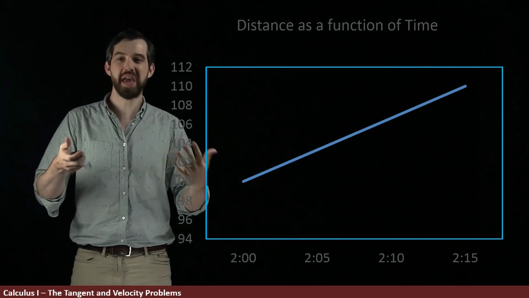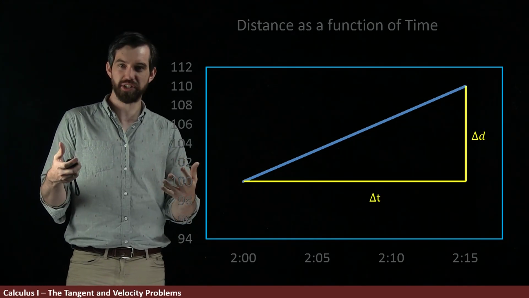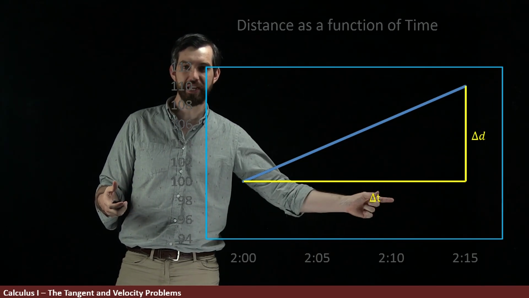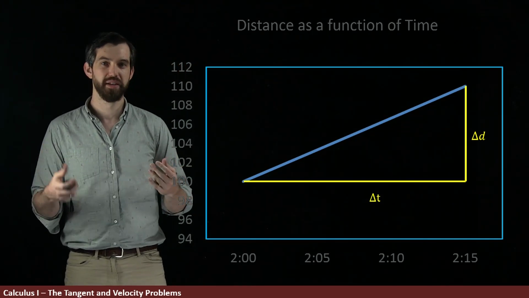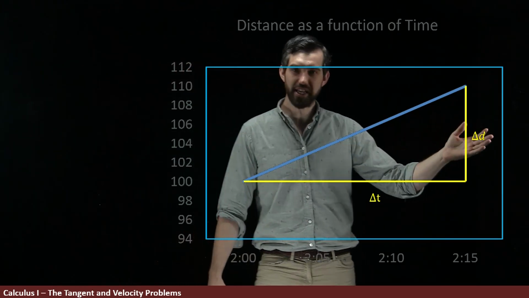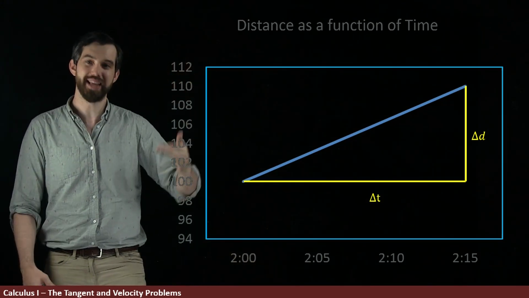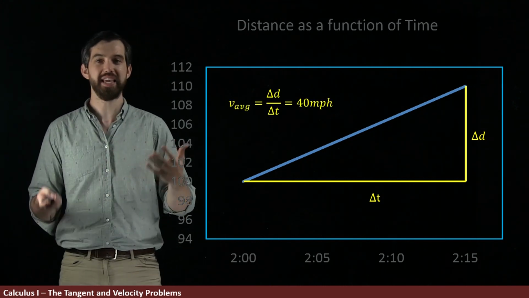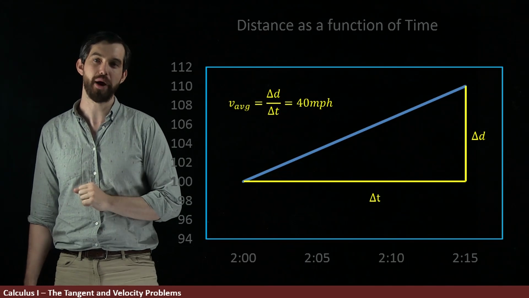So let's try to figure out what the average velocity is. Well, the change in distance and the change in time are given here. We've got time down here on our x-axis, and we get a change in time between the 2 o'clock and the 2:15. That's our 15 minutes. And then likewise, we get this delta d over here that's going from the 100 miles up to the 110 miles, so a 10-mile difference. And so we can do the same computation in that we can say that the average velocity, the delta d over the delta t, is equal to 40 miles per hour.